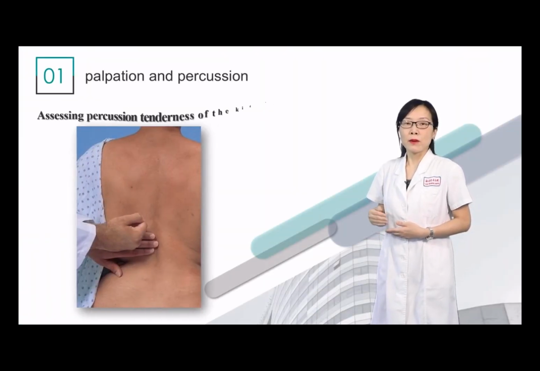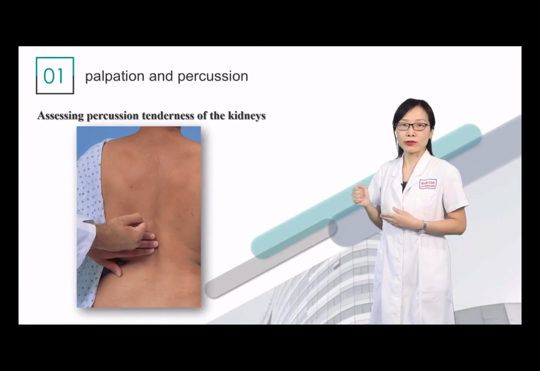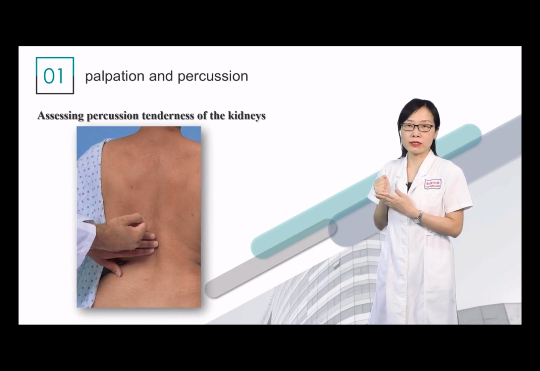Kidney percussion. Press the ball of one hand in a costovertebral angle and strike it with the under surface of your fist. Use enough force to cause a perceptible but painless thud.